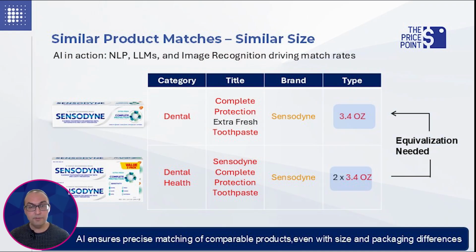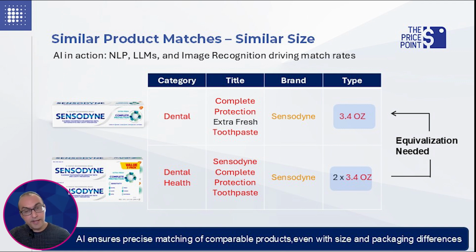So let's look at an example of this. We've got two products, Sensodyne toothpaste. One's a single pack, 3.4 ounce. Another one's a multi-pack, two of the 3.4 ounces as well. They both share key attributes: category, brand, and title. However, the difference in size and packaging requires an additional step for accurate comparisons.